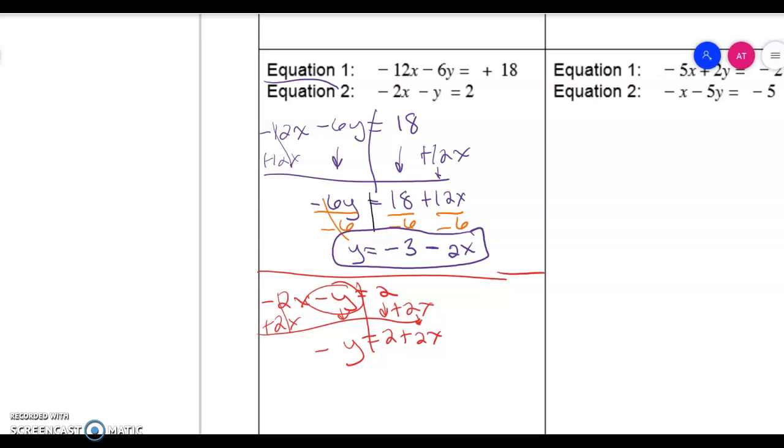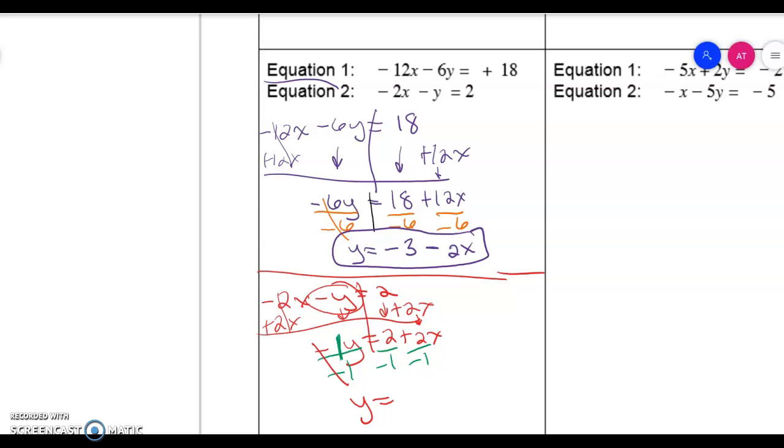Okay, and so now what we're going to do is, y is not by itself, because remember, there's an invisible 1 here, which means my y is -1. So I'm going to divide everything by -1.